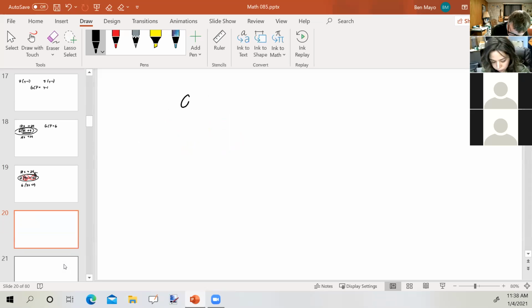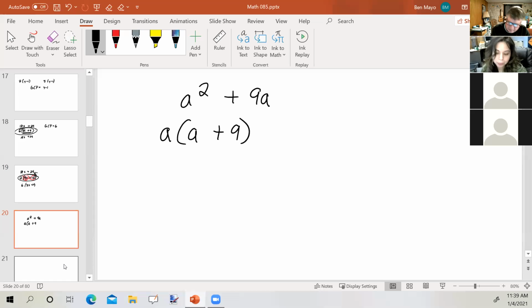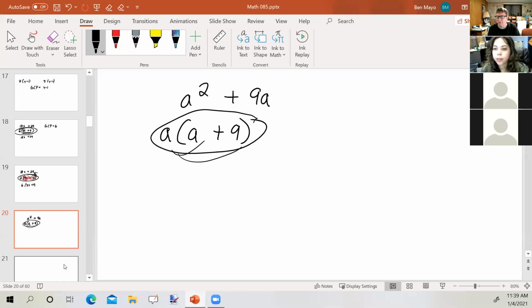What happened? Okay. a squared plus 9a. It says factor out the greatest common factor. In this case, the greatest common factor is a. So the leftovers would be a plus 9. There's no common factor with a plus 9 other than just a 1, which taking it out wouldn't change anything. And if we multiply it back together, we get a squared plus 9a. So this is the correct result.